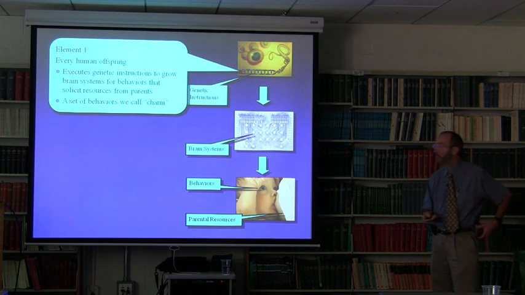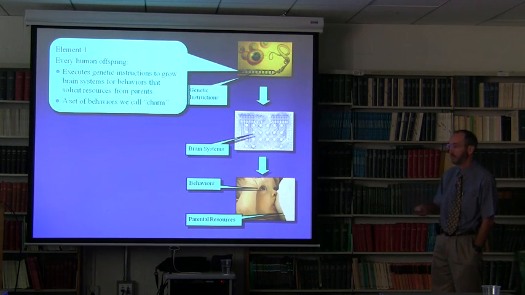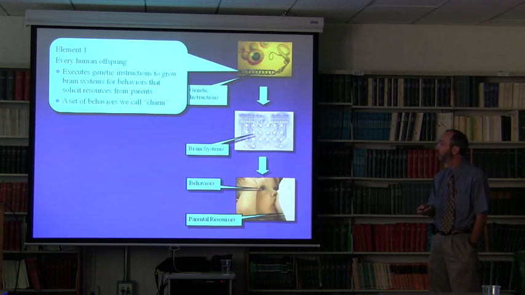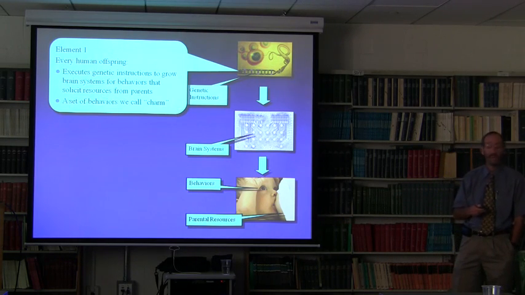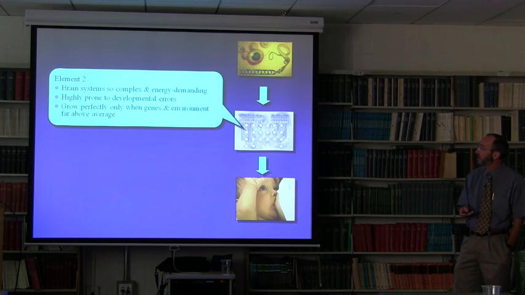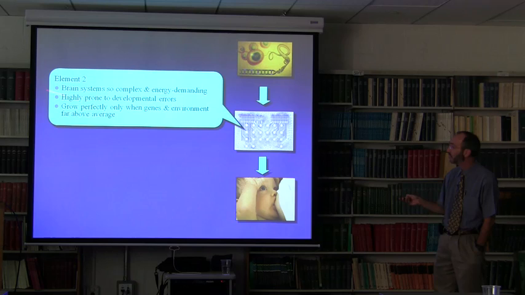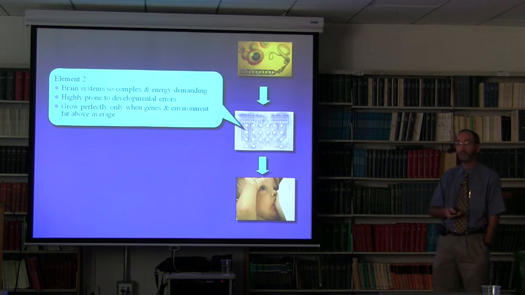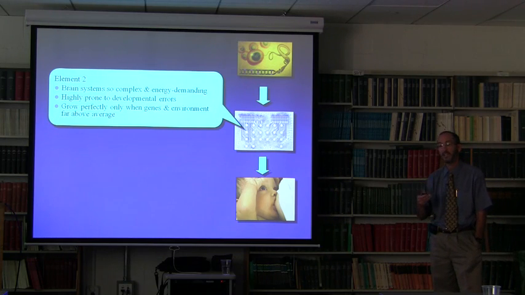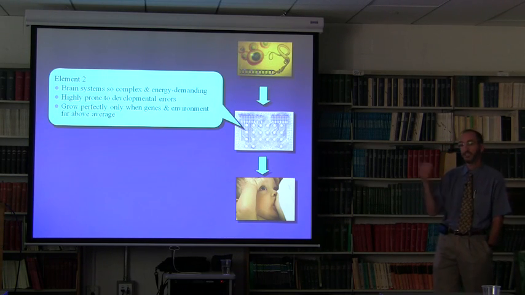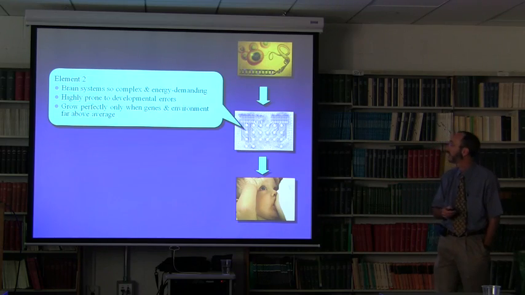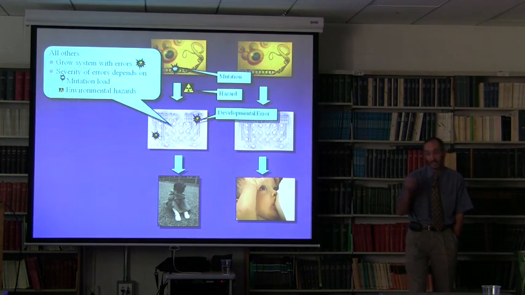The hypothesis has three elements. The first is that every human offspring executes genetic instructions to grow brain systems for behavior that solicit resources from parents, a set of behaviors we're going to call charm, according to this narrow and hypothetical sense. The second element is that these brain systems are so complex or energy demanding that they're highly prone to developmental errors. And they grow perfectly only when genes and environment are far above average. In other words, these brain systems are analogous to a large tail, or the underpinnings of a large tail in sexual selection.